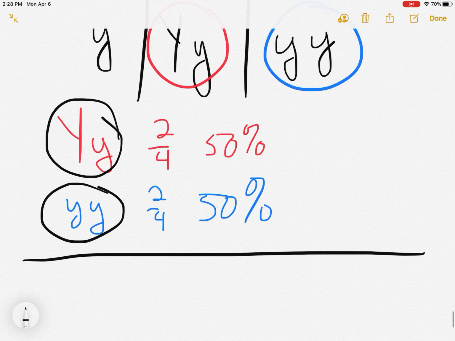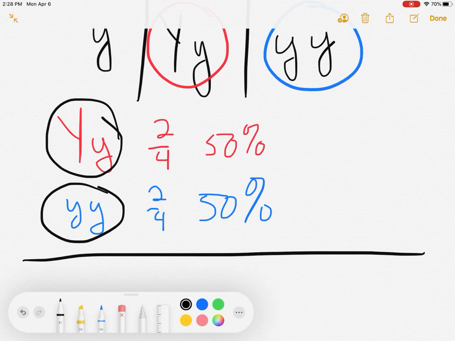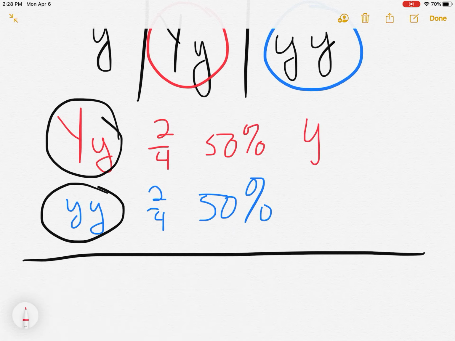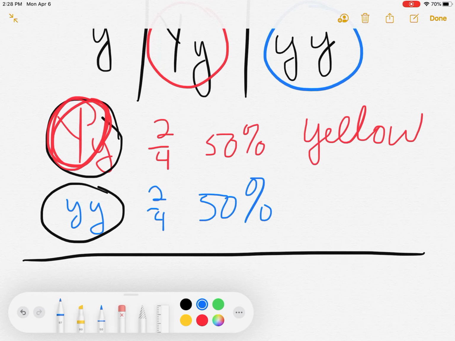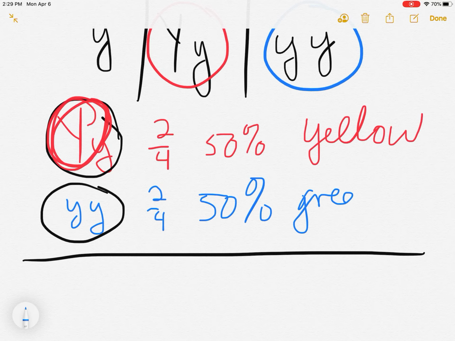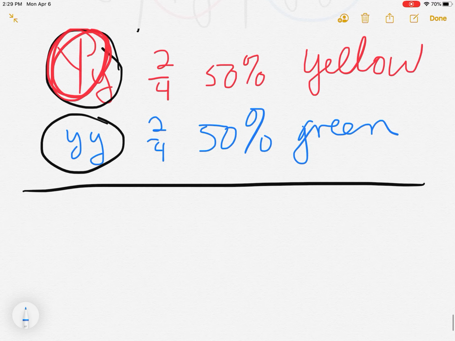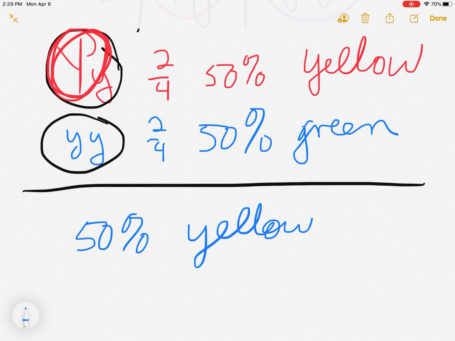Okay, now the phenotype ratios. Well, if you look at the red one, the heterozygous one, because of that dominant allele right there, they're going to be yellow. But the other ones are going to be green. So now we have a phenotypic ratio of 50% yellow and 50% green.